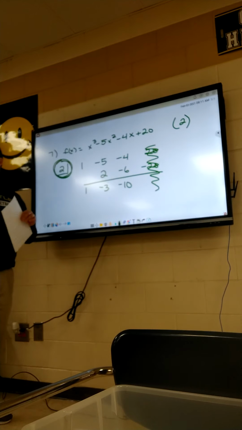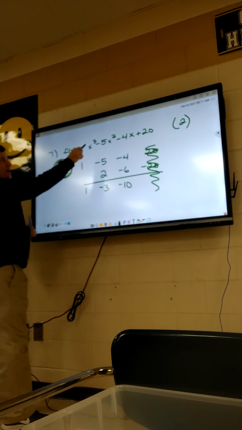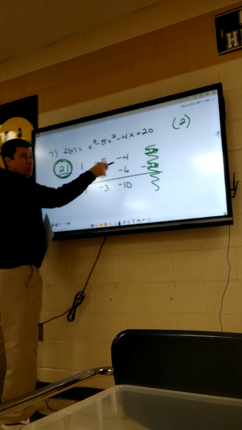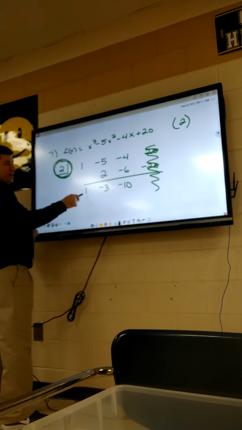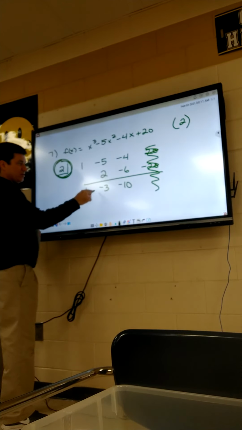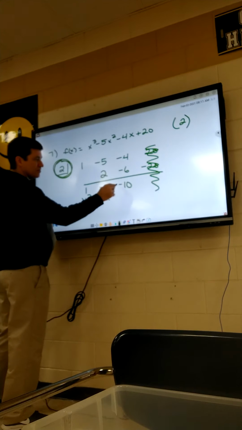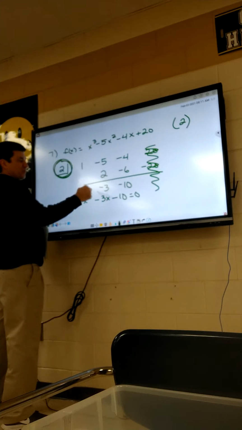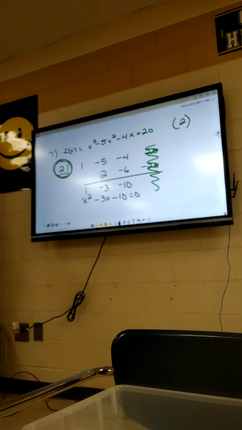All right, everybody good? Cheyenne, we good? Zach? All right, Zach, if it was an x to the third in the original problem, when you do synthetic division one time, it goes down now to 1x squared minus 3x minus 10. Your exponent goes down from an x3 to an x2. So every time you do synthetic division, it goes down by 1.